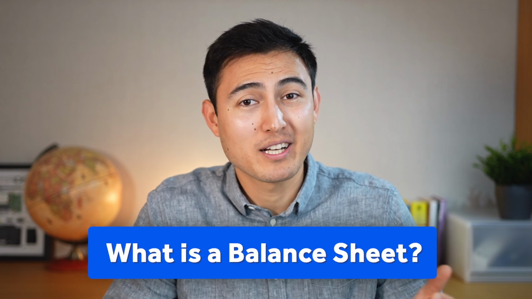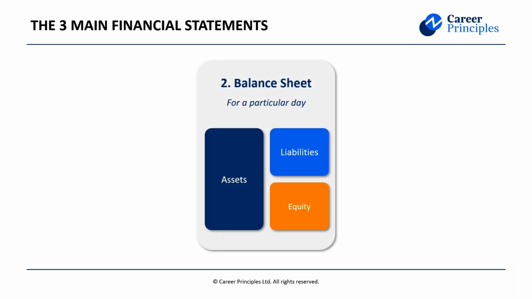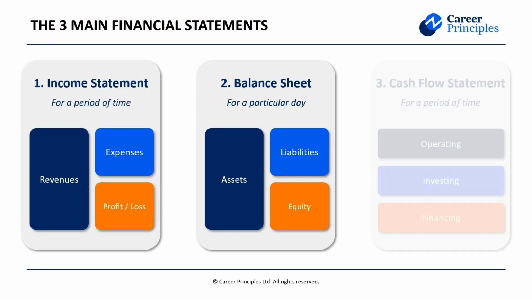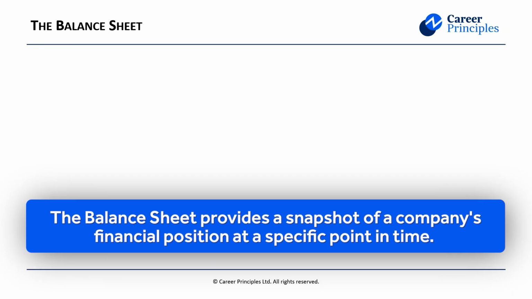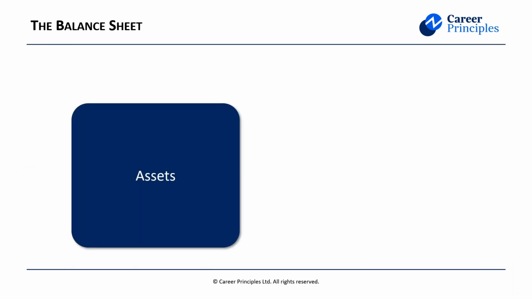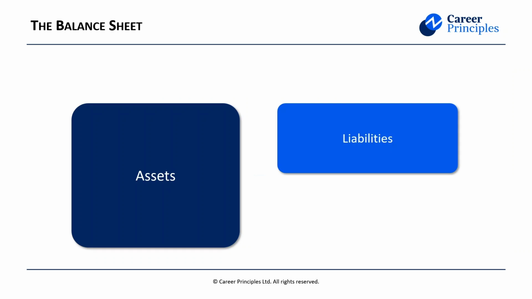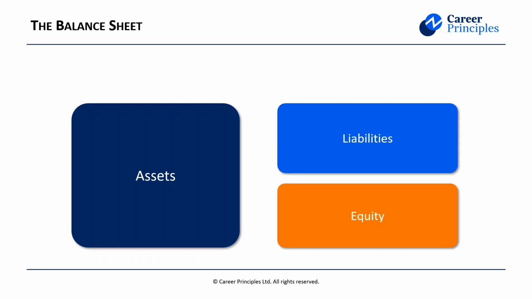But first up, to make sure we're all on the same page, what is a balance sheet? Well, it's one of the three main financial statements alongside the income statement and the cash flow statement. In short, the balance sheet provides a snapshot of a company's financial position at a specific point in time. It shows what the company owns, which are the assets, what it owes, which are the liabilities, and what's left, which is the shareholders' equity.